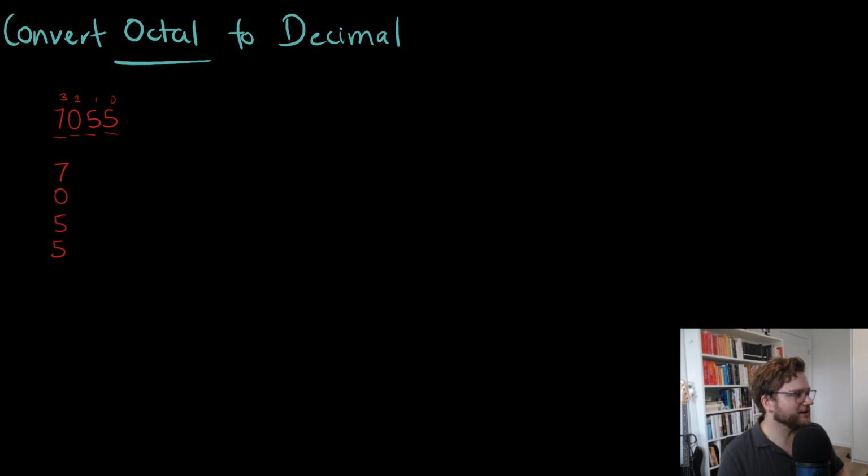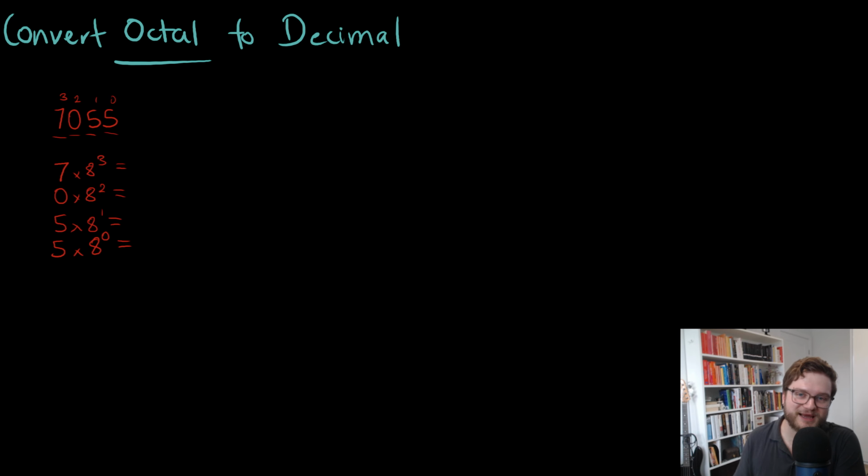7,055. Great. Times 8. Now this is times 8 to the power of 0, 1, 2, and 3. And let's see what these equal. Before we do that, let's have a think about why this makes sense.